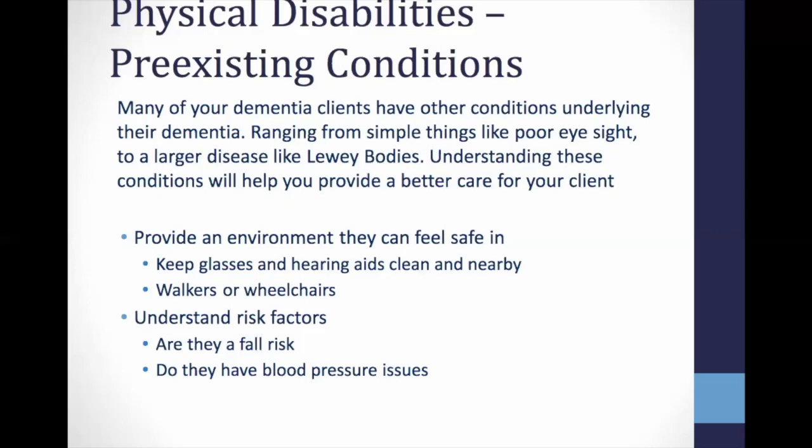If they need glasses or hearing aids, make sure they're nearby. Make sure that they're clean and accessible. You want to make sure that there's walkers and wheelchairs around as well. Think about their risk factors. Are they a fall risk? Do they have high blood pressure issues? If they stand up too fast, will they fall? All these types of things we need to keep in mind because they, again, might not remember as they start progressing in their dementia. All right?